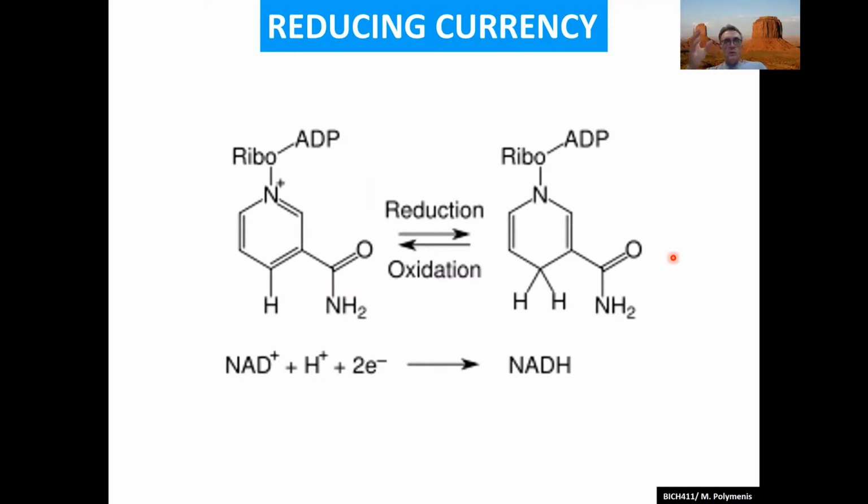So the key point here: NAD and NADP are the universal electron carriers in cells. And whenever you have electron movements involving NAD or NADP, the electrons always move as hydrides. So it's 1 proton plus 2 electrons, always together.